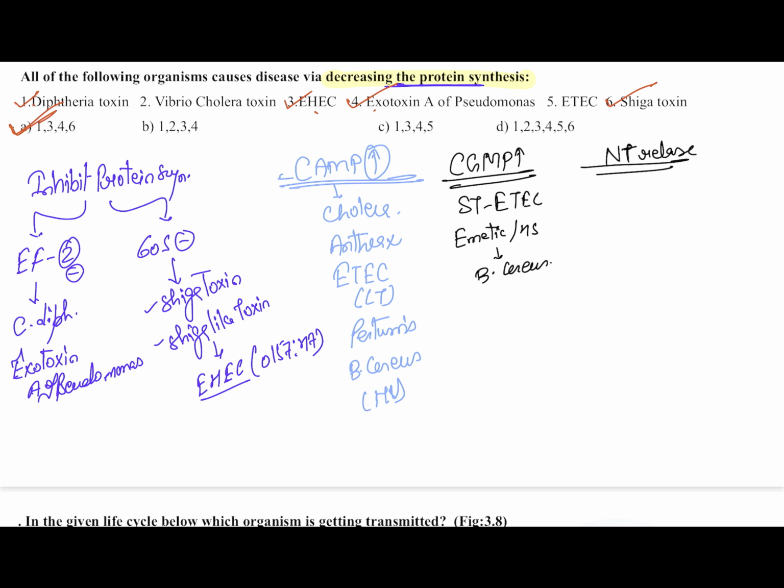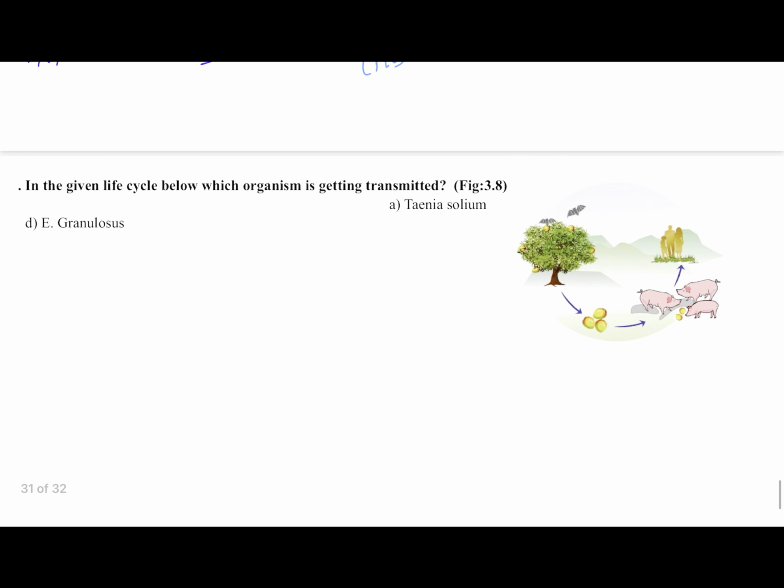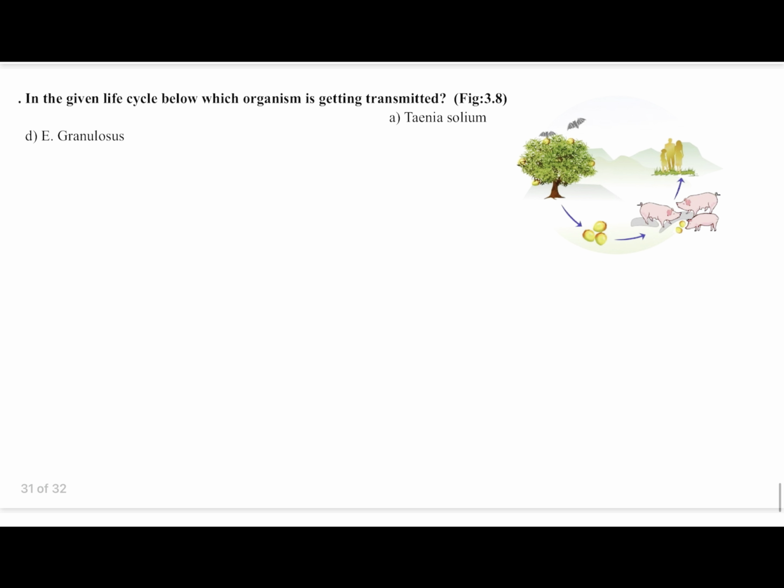And what are the bacteria which work as superantigens? It will be Staph aureus and Streptococcus pyogenes, which can cause toxic shock syndrome. So these are mostly the mechanisms of the organisms which work by either decreasing protein synthesis, increasing cyclic AMP, increasing cyclic GMP, or affecting neurotransmitter release.